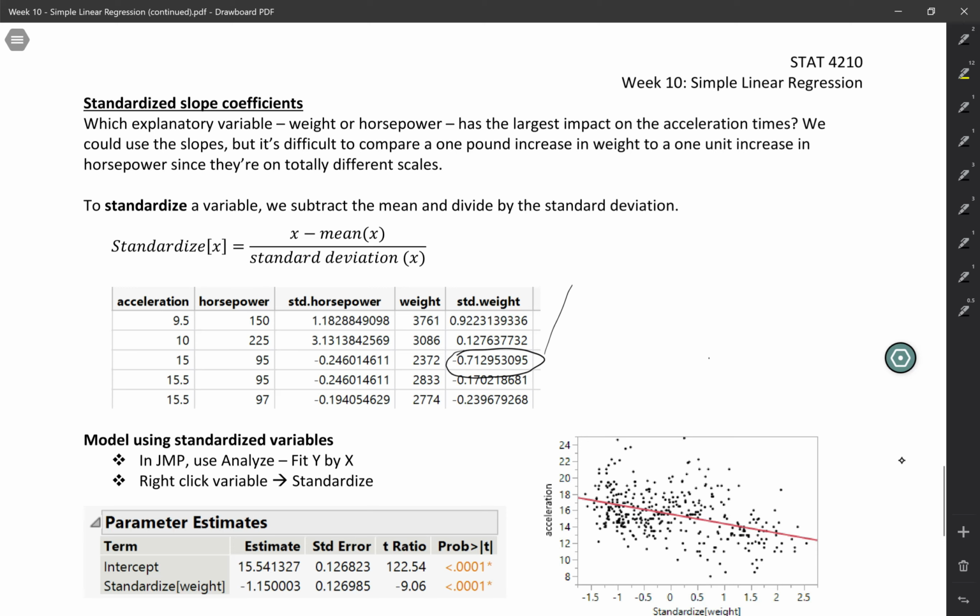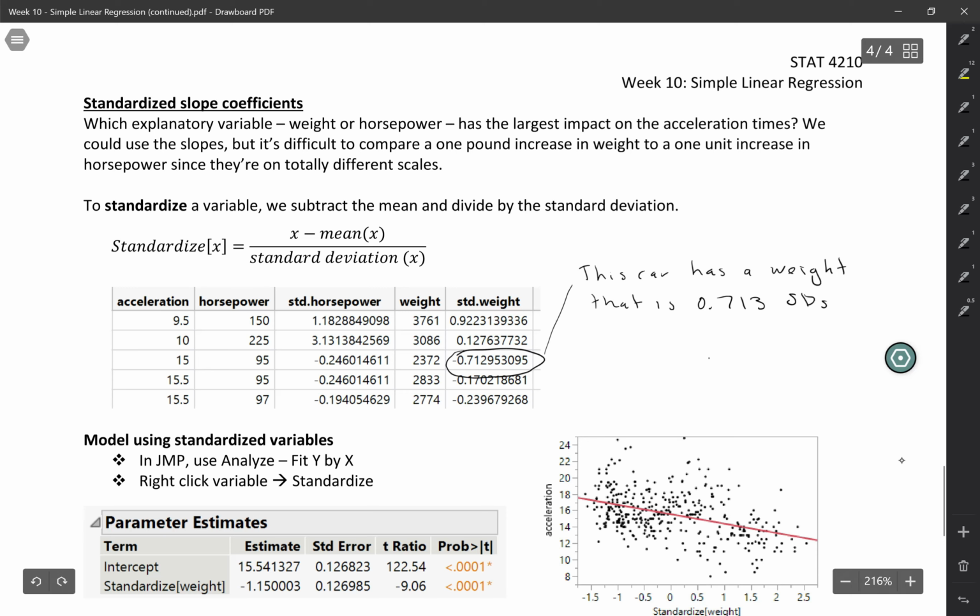So this would be telling us that this car has a weight that is below the mean, but we want to be more specific than that. We want to know how far below the mean it is. So besides just positive and negative, we're putting this in terms of standard deviations. So this is telling us how many standard deviations above or below the mean we are. So this car has a weight that is 0.713 standard deviations, that's our unit, below the mean weight.